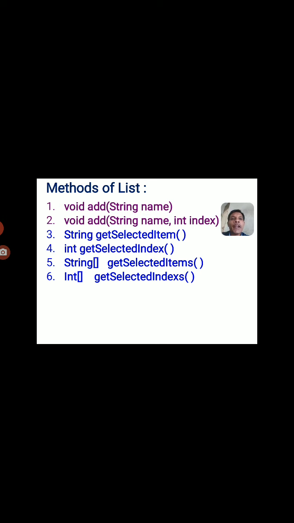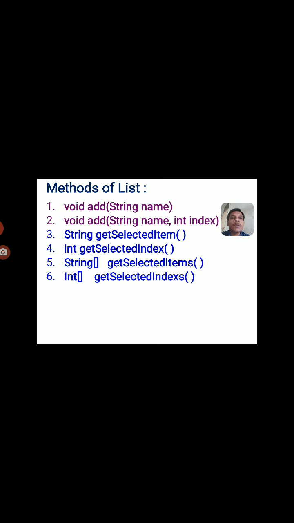Then the next method is void add. In this method, we pass two parameters: string name and integer index. This method is used if we want to add or insert a new element at a specified location. In the first method, the element is added at the end of the list, and by using the second method, we can add an element at any specified location. We can add a new element at any location by using this second method. In this method, we need to pass two parameters, the name of the atom and the index location where the atom is to be added.